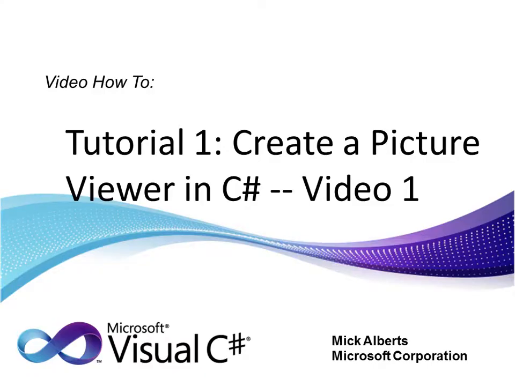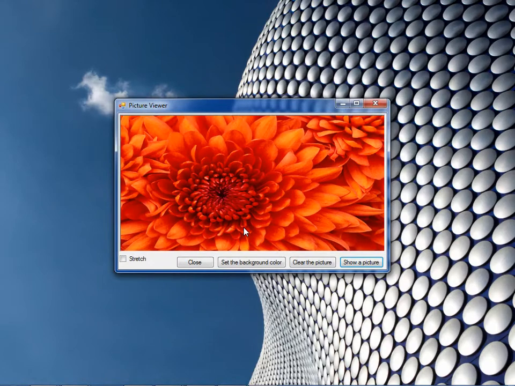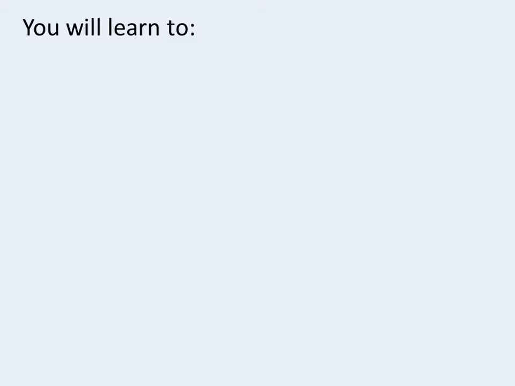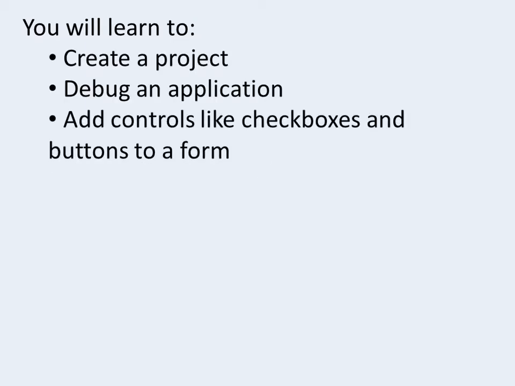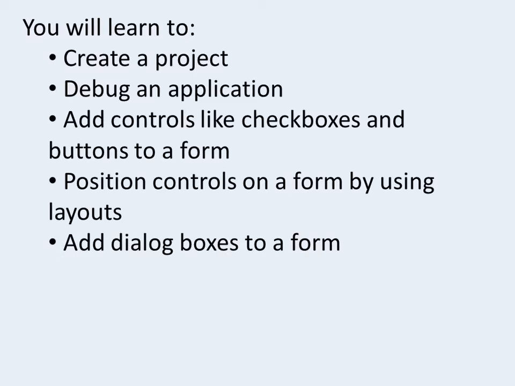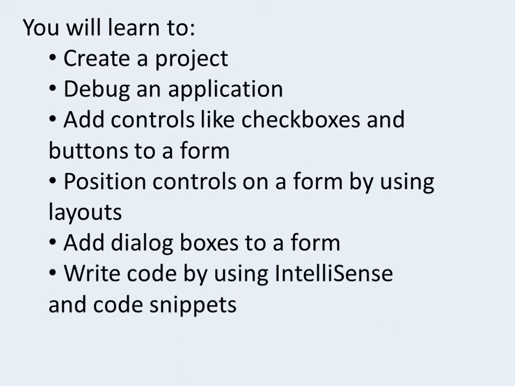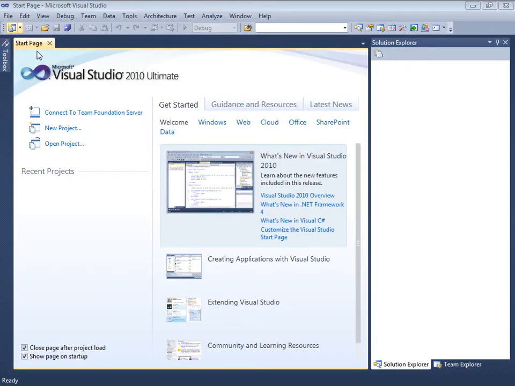I'm Nick Alberts. In this 5-part video series, I'll introduce you to Visual C# by showing you how to create a program that loads a picture from a file and displays it in a window. You'll learn how to create a project, debug an application, add controls like checkboxes and buttons to a form, position controls on a form by using layouts, add dialog boxes to a form, write code by using IntelliSense and code snippets, and write event handler methods. In this first video, you'll learn how to create a project.